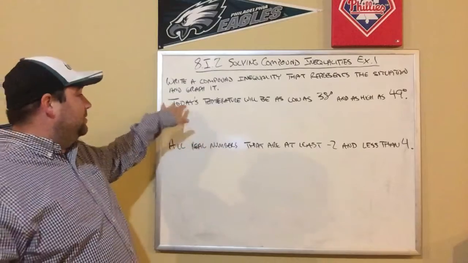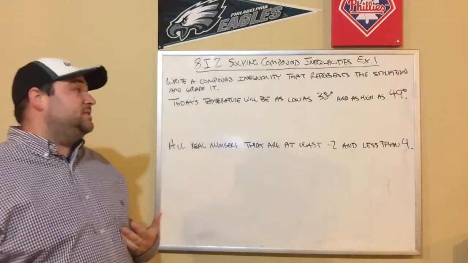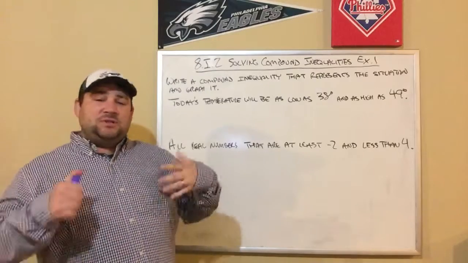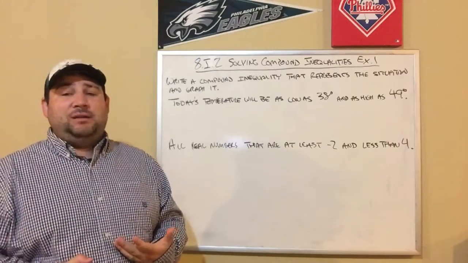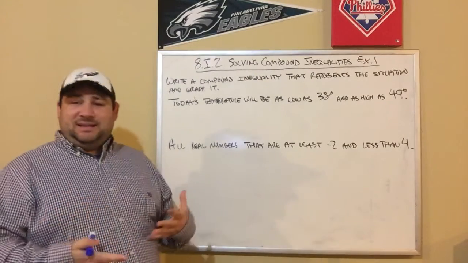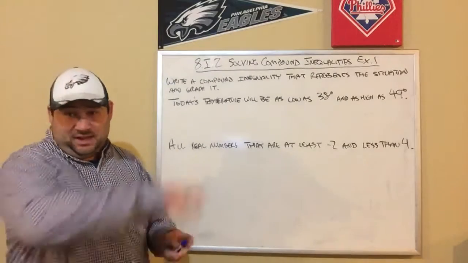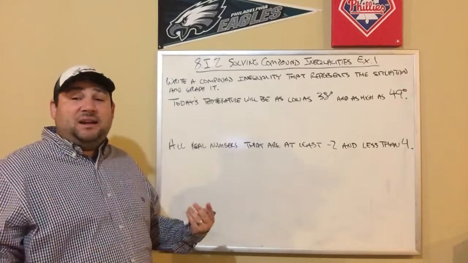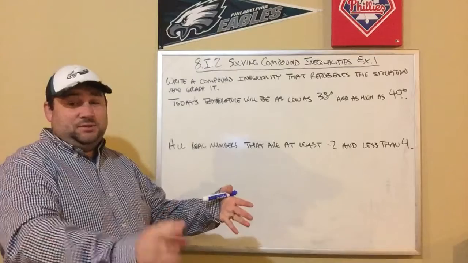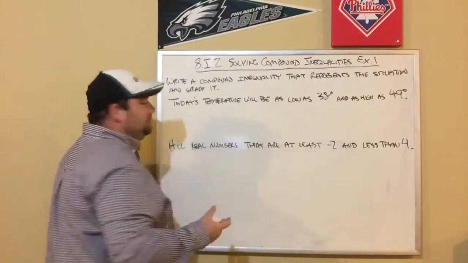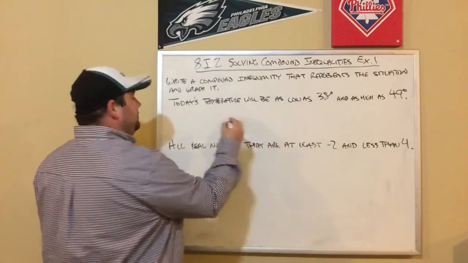Then we're told today's temperature will be as low as 38 degrees and as high as 49 degrees. And we're supposed to write a compound inequality. A compound inequality, instead of an inequality, which would be x is greater than 4, has two inequality symbols with the variable in the middle. You can use any letter, any variable. I'll use T for temperature.